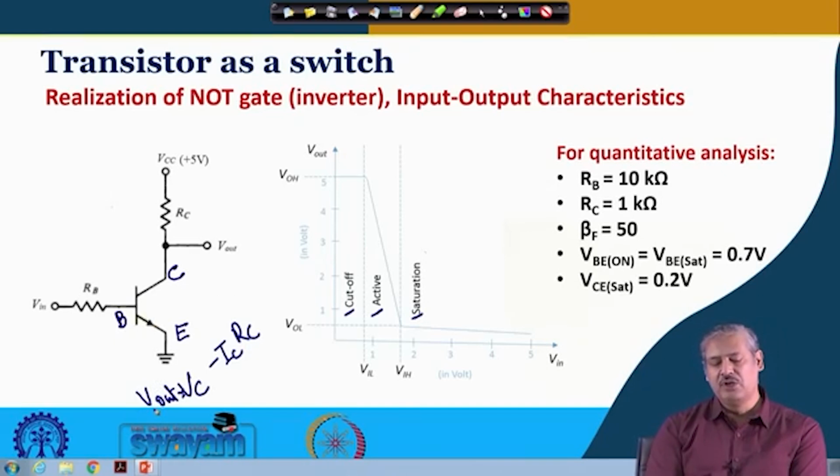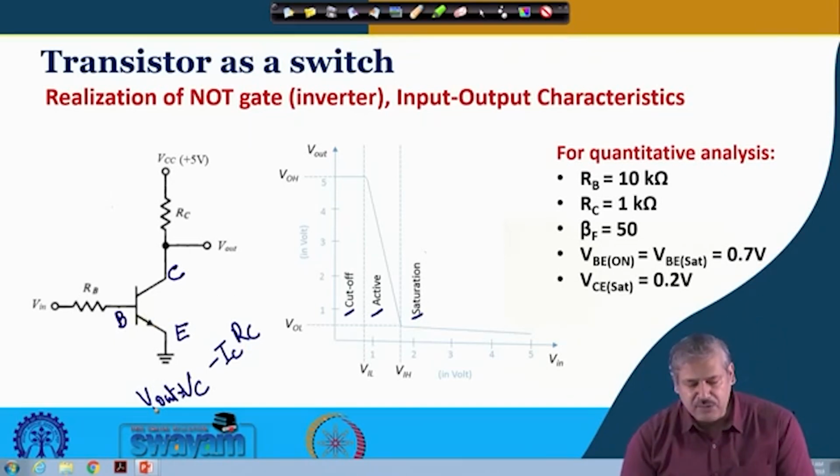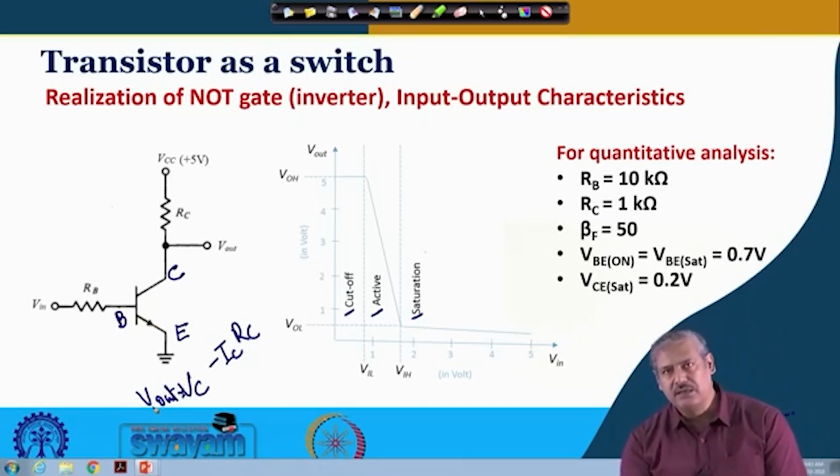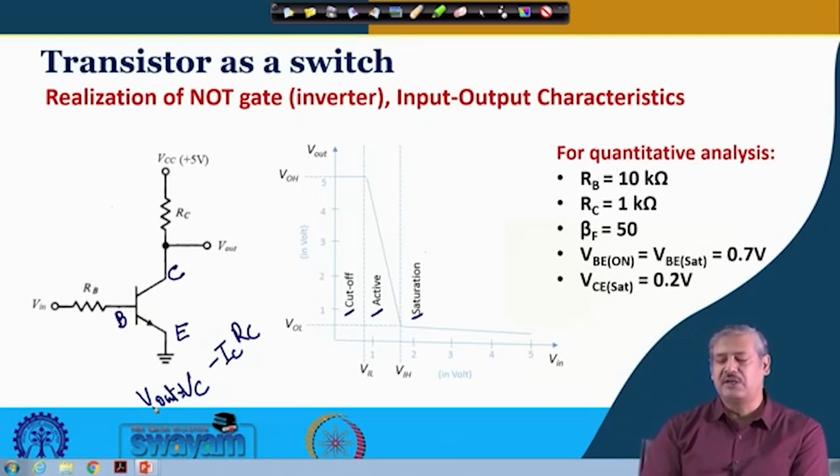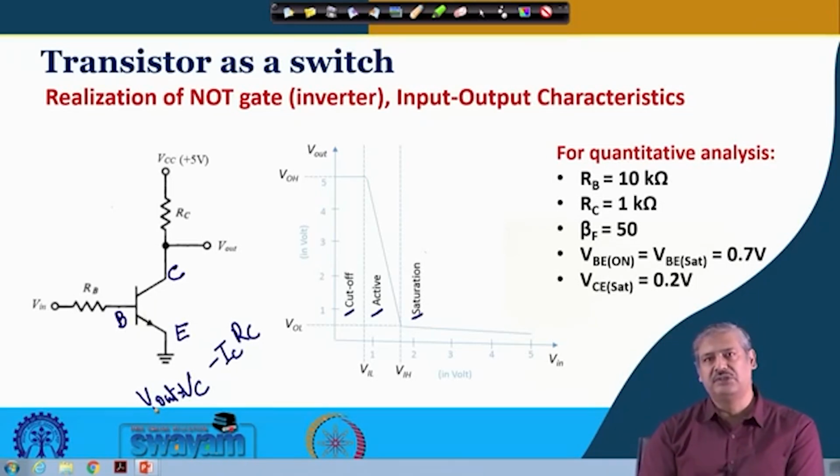Is it clear? So, we would like to do some quantitative analysis, and we shall keep it very simple for our understanding of the way the digital circuit works. We shall keep RB 10 kilo ohm, so 10 with all zeros will help. RC 1 kilo ohm, transistor beta, the current gain, as 50. Beta F stands for beta forward, beta R is beta reverse, that we shall take up later.